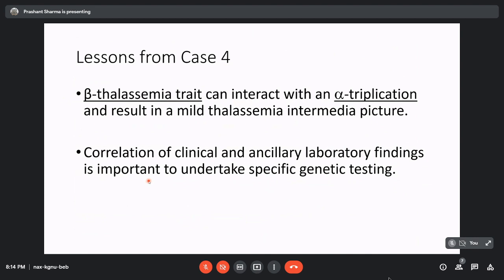In this case, probably the mild splenomegaly and the histotransfusions made all the difference to the further testing, as well as looking at the HPLC, making sure that there's nothing but beta thalassemia trait in this case, and then deciding that we need to do alpha triplication or quadruplication testing.